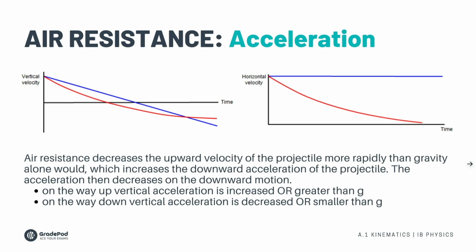If we think about the effect of air resistance on acceleration, air resistance decreases the upward velocity of the projectile more rapidly than gravity alone would, which means that it increases the downward acceleration of the projectile. And for downward velocity, the force of air resistance opposes that of weight, which means the unbalanced force causing the downward acceleration is less. This decreases the downward acceleration of the projectile. If we put that into 2 bullet points, on the way up, vertical acceleration is increased, and on the way down, vertical acceleration is decreased.